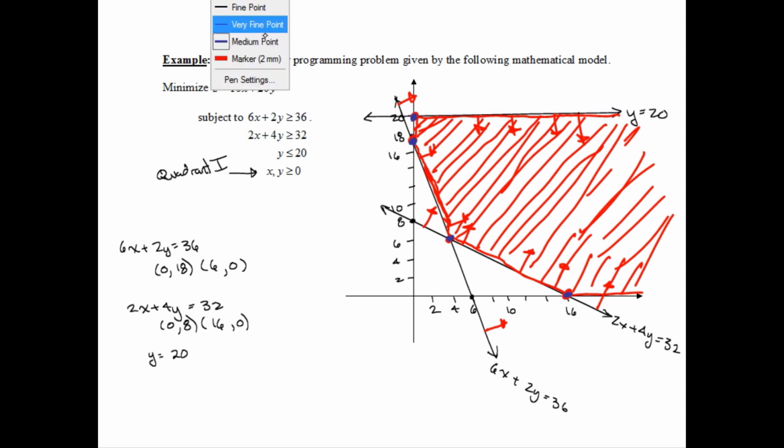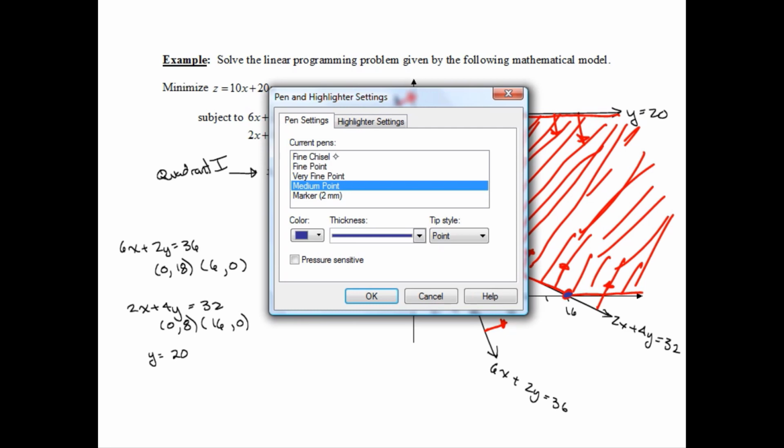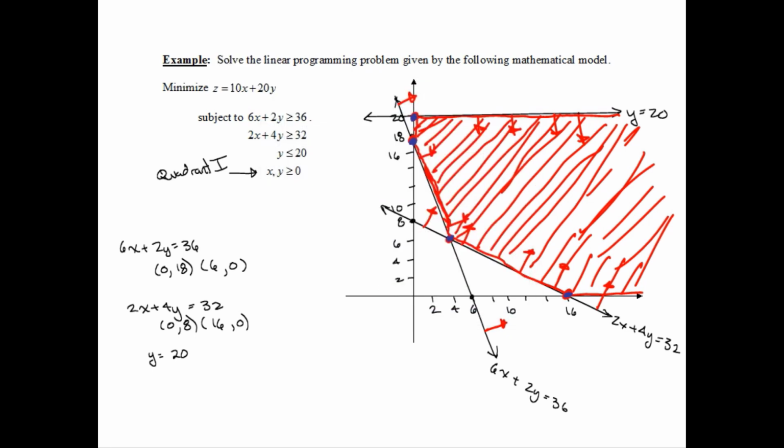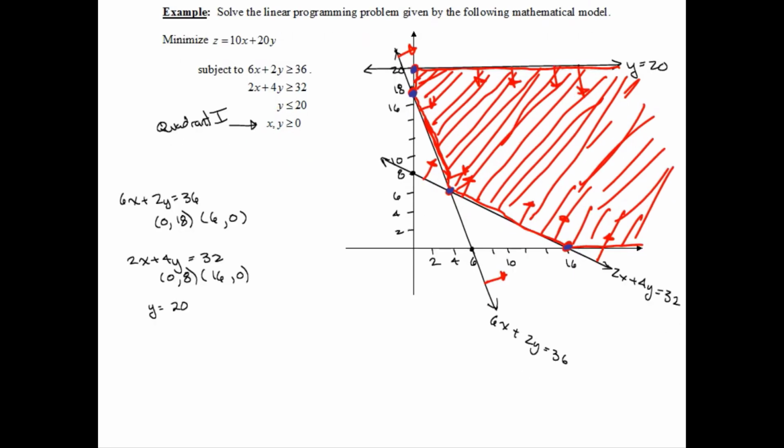So let's find those corner points. This one ought to be easy to find. You can just write that one down. This one we can just write down. This one we can just write down. So there's really only one that we need to do work to find, and that's right here.